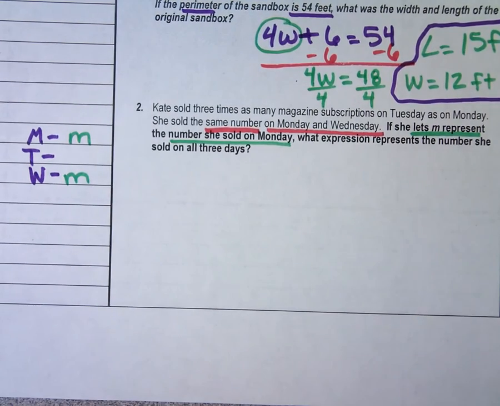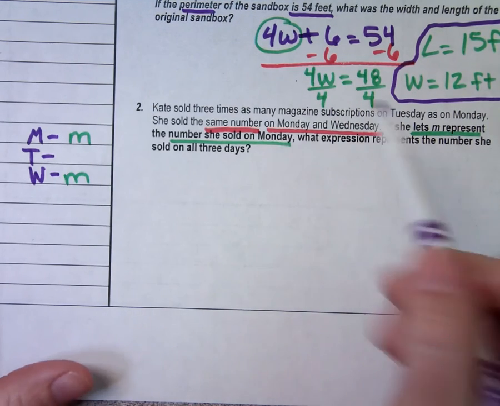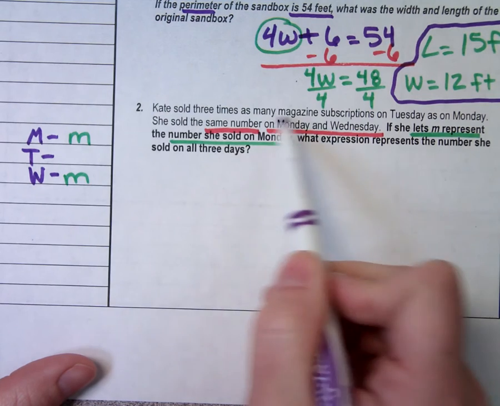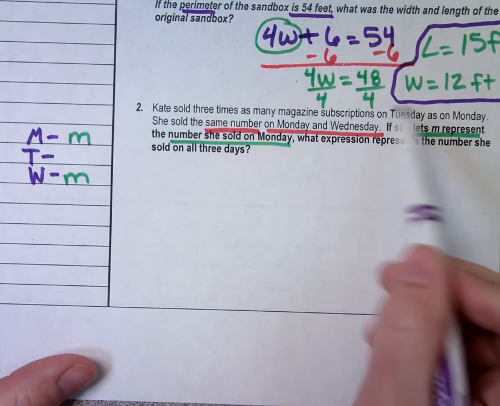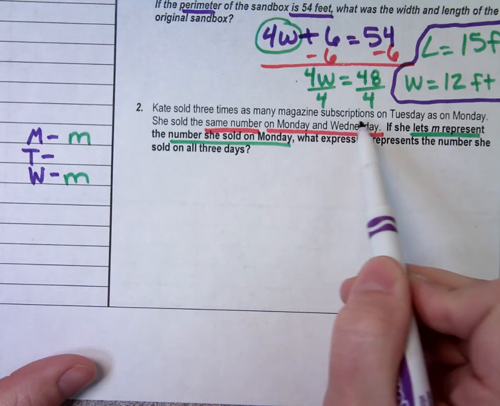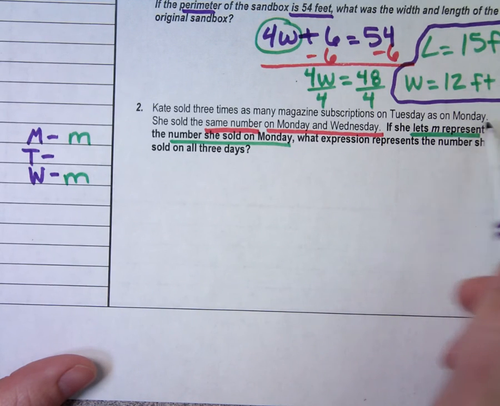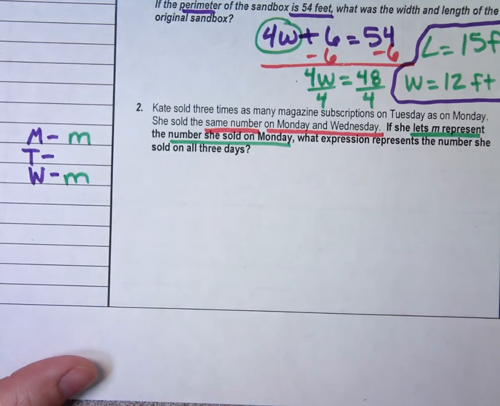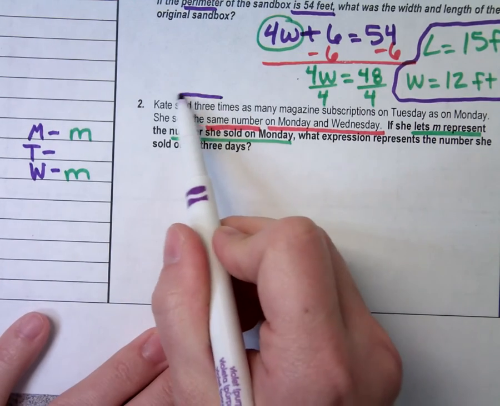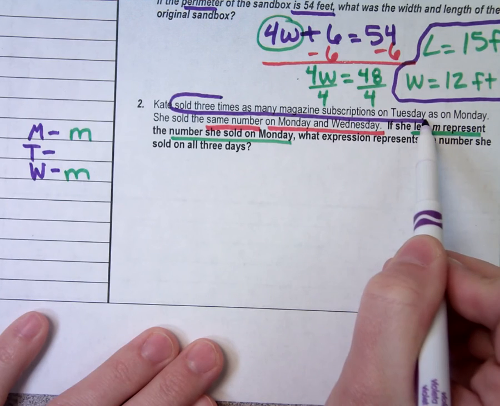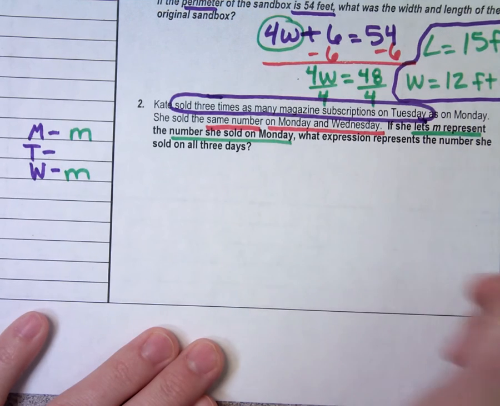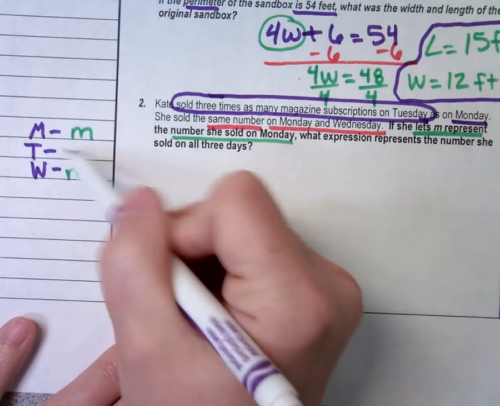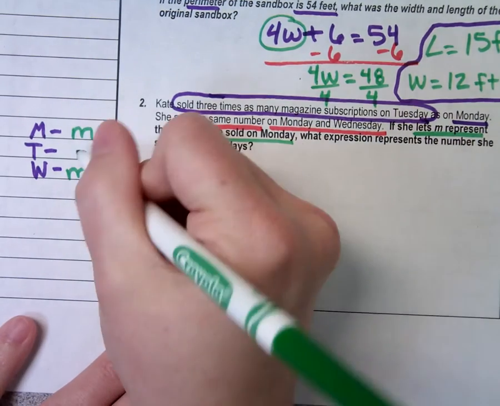Okay, in this first sentence here, it tells me that Kate sold 3 times as many magazine subscriptions on Tuesday as on Monday. In this first sentence, it gives me a whole description about what she sold on Tuesday. It said she sold 3 times as many magazine subscriptions on Tuesday. Monday wasn't hardly mentioned at all. So that's how I know that Monday would be just my X or my M or whatever variable. Okay, so what does this mean? She sold 3 times as many magazine subscriptions on Tuesday as she did on Monday. So Tuesday's amount is 3 times that of Monday. So how do I write 3 times the amount of Monday? 3M.